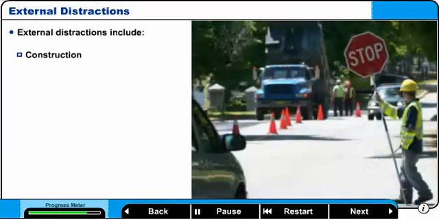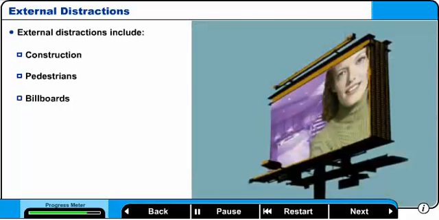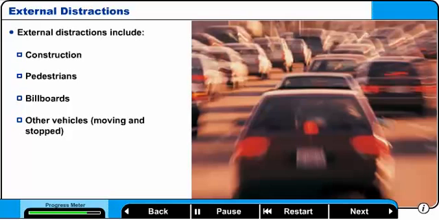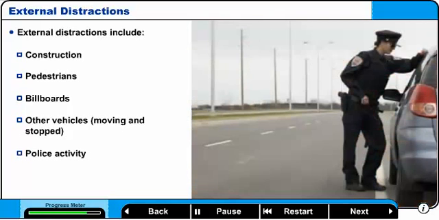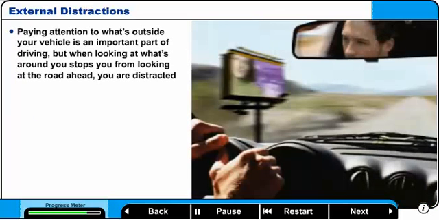First up, external distractions. External distractions include construction, pedestrians, billboards, other vehicles, moving and stopped, and police activity. Of course, paying attention to what's outside your vehicle is an important part of driving, but when looking at what's around you stops you from looking at the road ahead, you're officially distracted. So what can you do about external distractions?